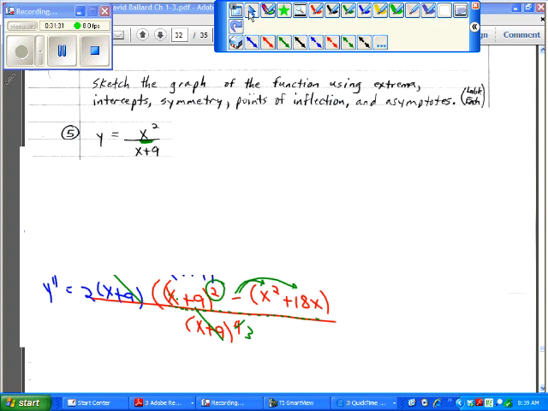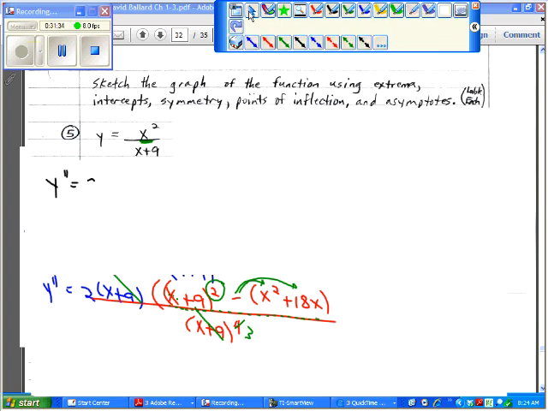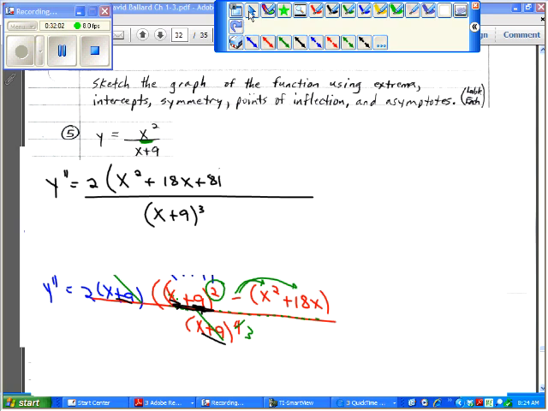Okay, so I've got y double prime equal. I've still got my 2. My x+9 and my (x+9)^4 made an (x+9)^3 at the bottom. When I multiply this by itself, I get the first one squared, plus double the product of them. 9x doubled is 18x, plus the second one squared. That's how you square a binomial. Are y'all good with that?